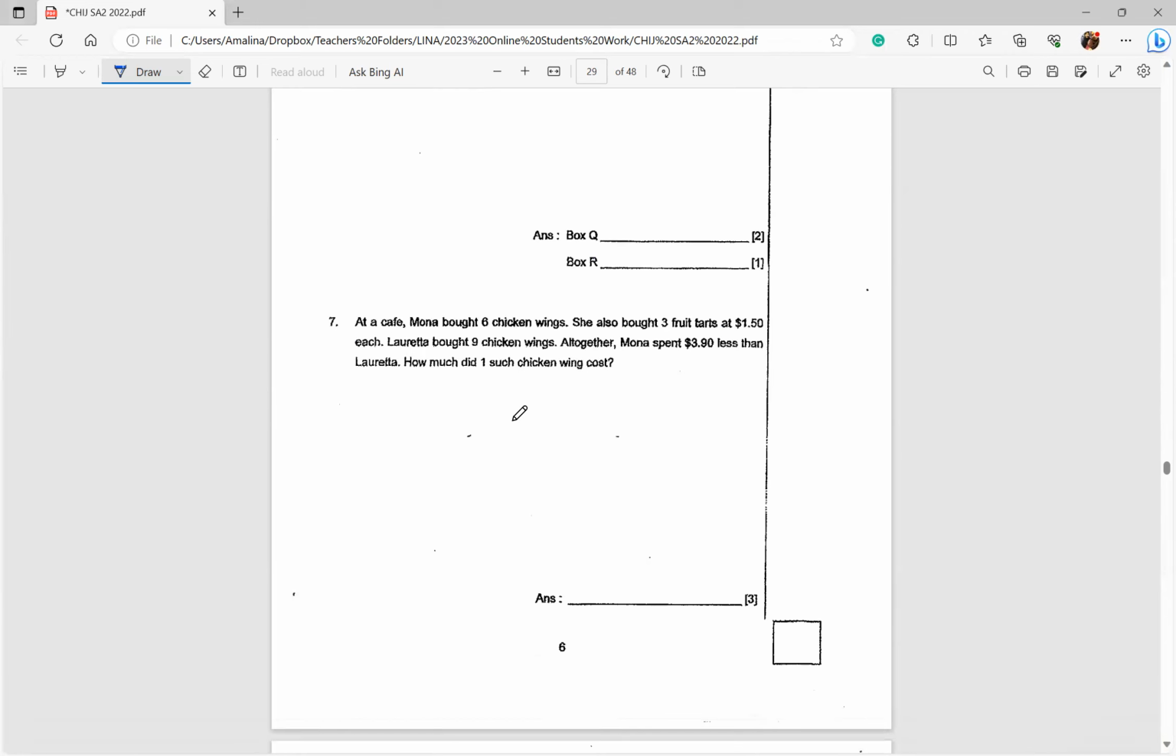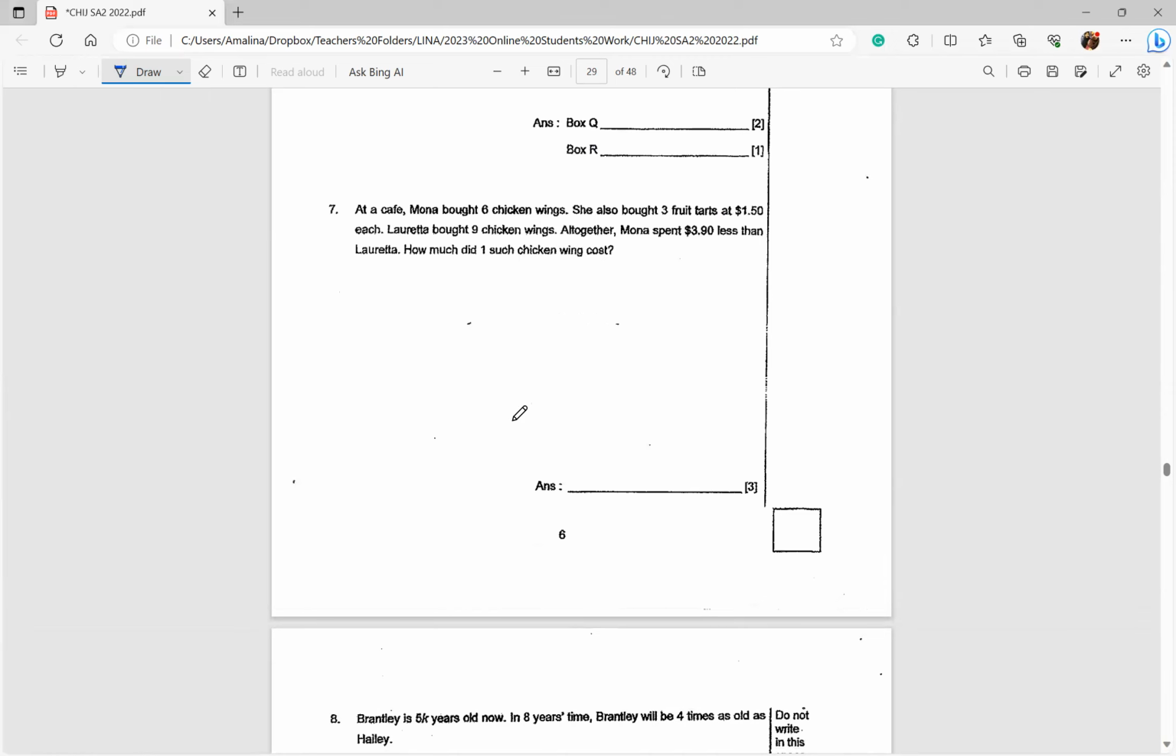Now at a cafe, Mona bought 6 chicken wings. She also bought 3 fruit tarts at $1.50 each. Loretta bought 9 chicken wings. Altogether, Mona spent $3.90 less than Loretta. So how much did one such chicken wing cost?